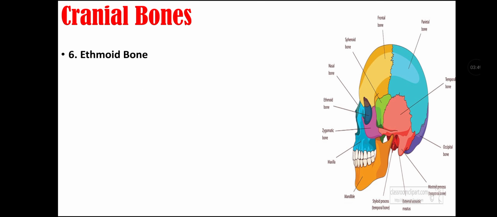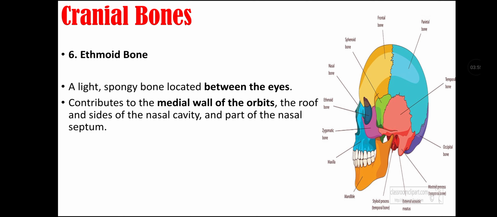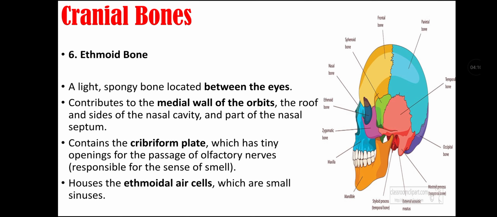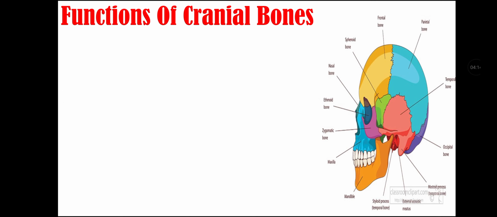Next cranial bone we have is ethmoid bone. It is a light spongy bone that is located between the eyes. It contributes to the medial wall of orbits, the roofs and sides of nasal cavity and part of nasal septum. It contains the cribriform plate which has tiny openings for the passage of olfactory nerves that is responsible for the sense of smell. It houses the ethmoidal air cells which are small sinuses.